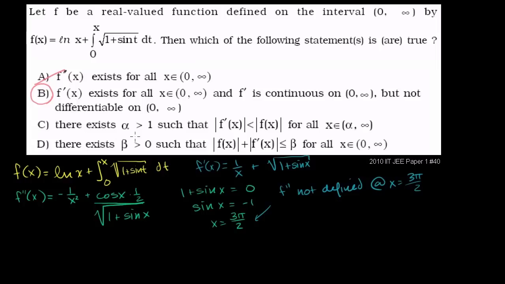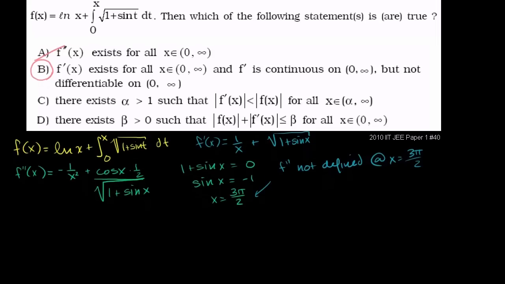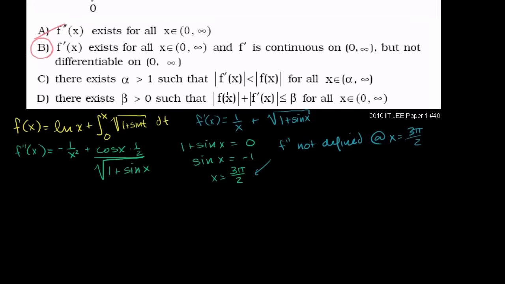Part C. There exists an alpha greater than 1 such that the absolute value of f prime of x is less than the absolute value of f of x for all x greater than that alpha. So let's think about this a little bit. What we want to show is that beyond some threshold, the derivative will always be smaller than f of x.